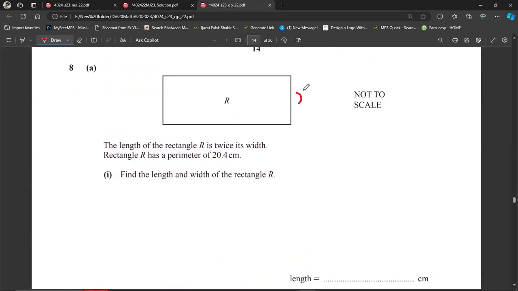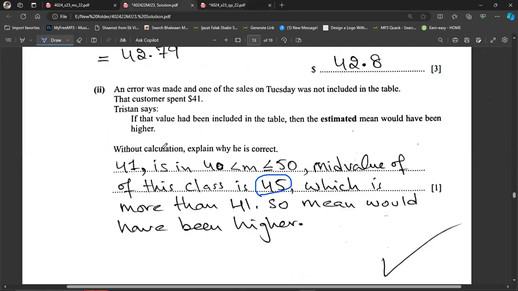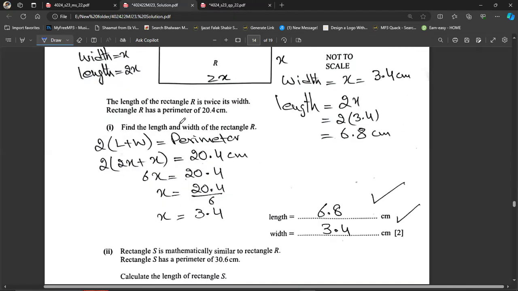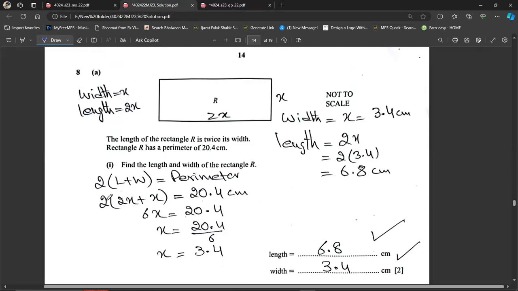Suppose the width is x, then the length is 2 times, so this will be how much? 2x. And the perimeter is 20.4. So x plus 2x plus 2x will be equal to 20.4, and we can find the value of x from there. Once I know the value of x, then I will be able to tell how much is the length and how much is the width.